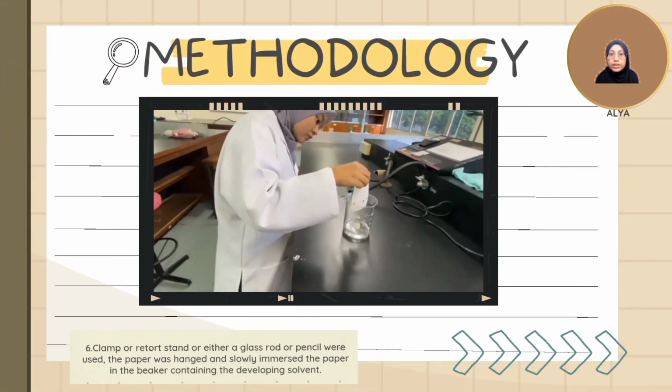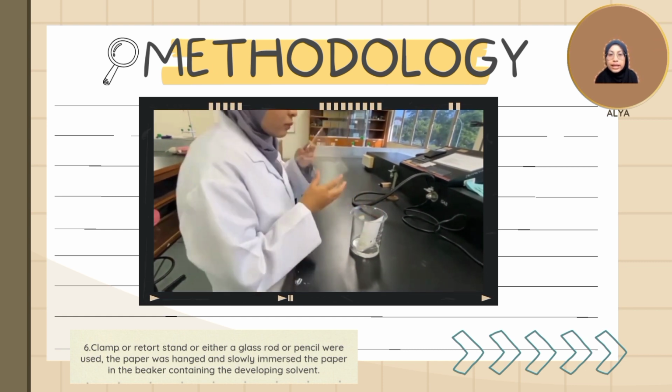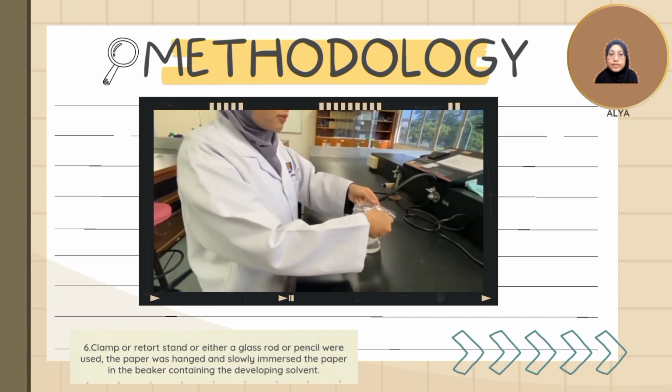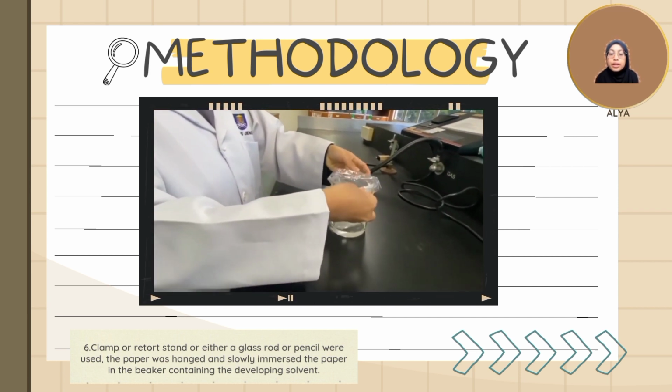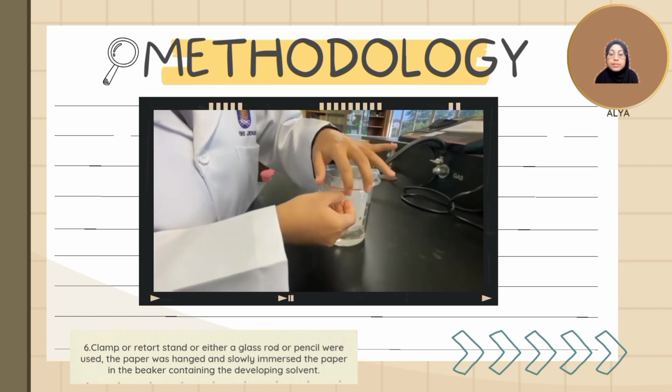A clamp or retort stand, or either a glass rod or pencil, was used. The paper was hung and slowly immersed in the beaker containing the developing solvent. Make sure that the paper does not touch the wall of the beaker, and also that the level of the solvent is below the line drawn.